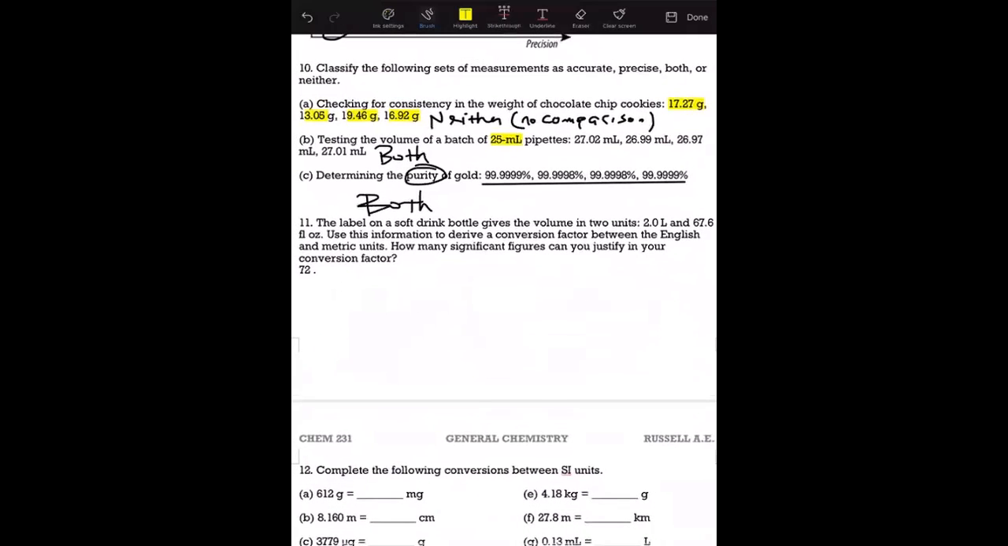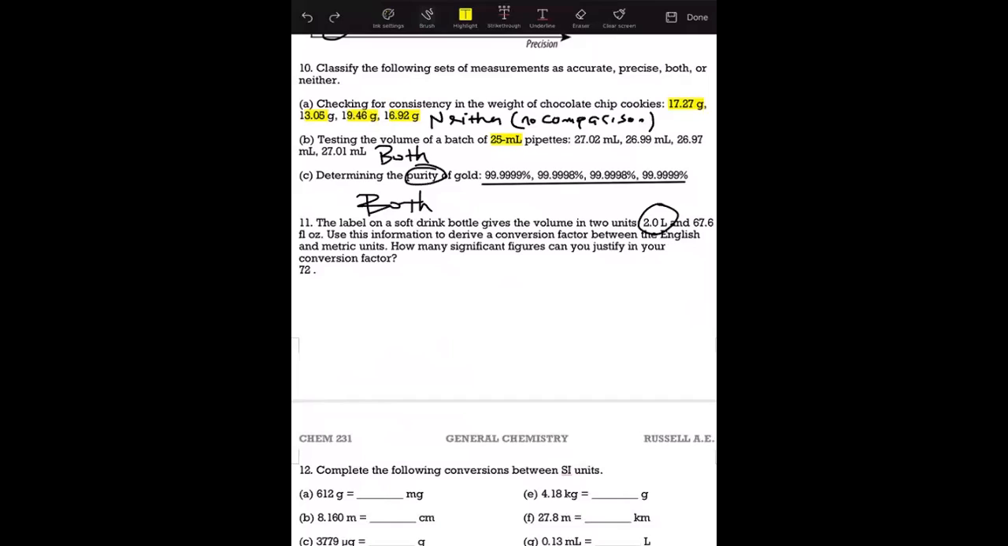All right, let's do number 11 because this is a conversion that we can work on. Right, so somebody read that question for me. Anybody? Number 11. Yes. Okay, it says the label on a soft drink bottle gives the volume in 2 units, 2.0 liters, I imagine, and 67.6 fluid ounces. Use this information to derive a conversion factor between the English and metric units. How many significant figures can you justify in your conversion factor?